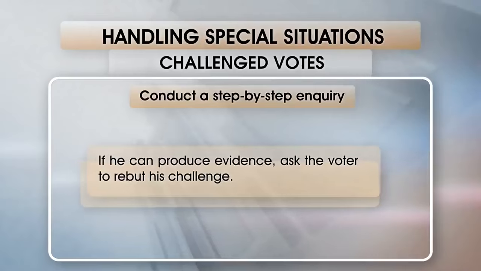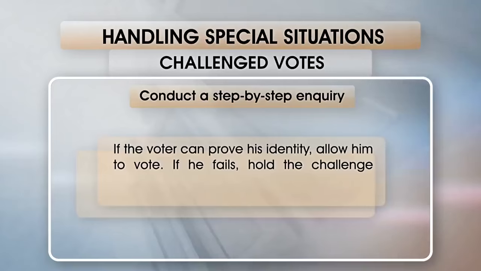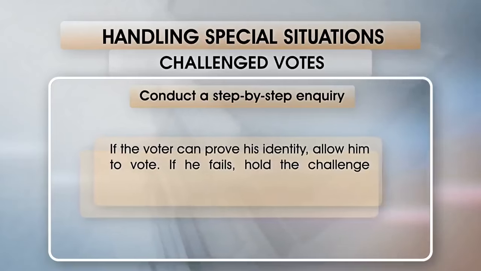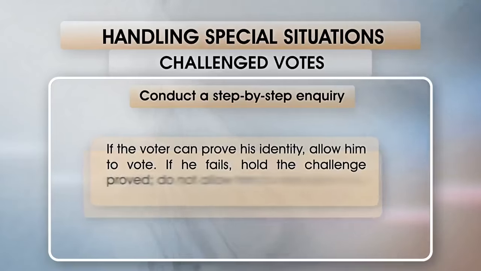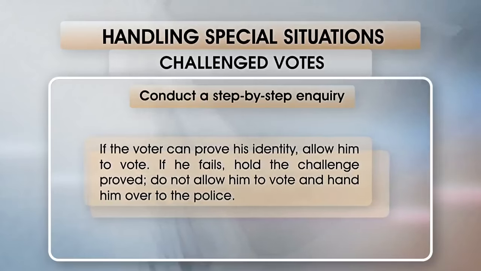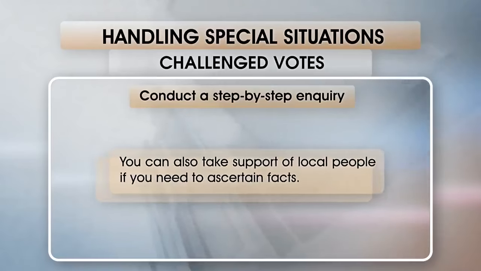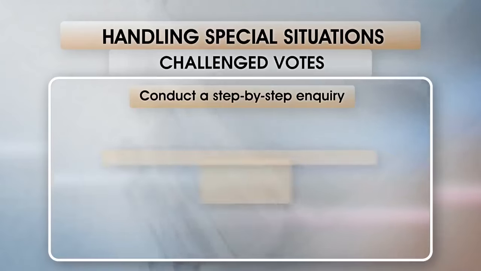If he can produce evidence, ask the voter to rebut his challenge. If the voter can prove his identity, allow him to vote. If he fails, hold the challenge proved. Do not allow him to vote and hand him over to the police. You can also take support of local people if you need to ascertain facts.